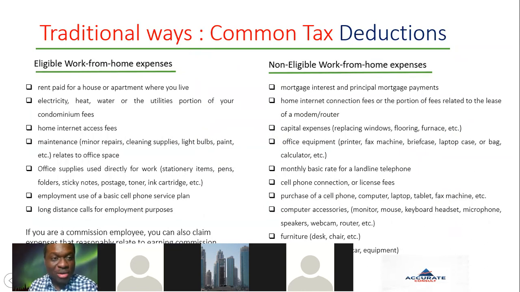Then the next slide talks about what we can claim and what is not claimable under the work from home expenses. So most of the items.